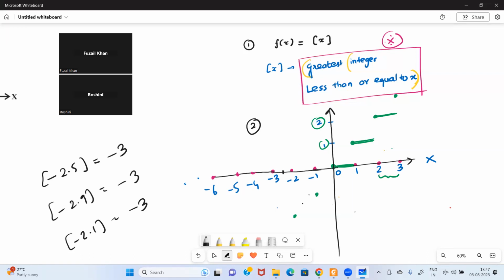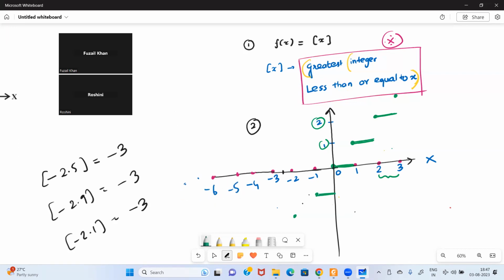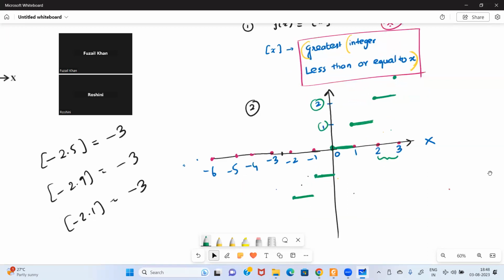-3. Correct. So, from 0 to -1, what will it be? It will be -1, guys. At -1, it will be -1. But the moment you go to the left of -1 till -2, where will it be? -2. Yeah. From -2 to -3, where will it be? -3. Very good, guys.